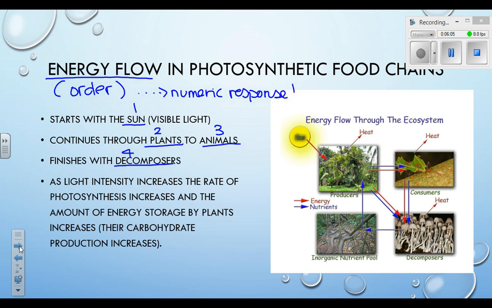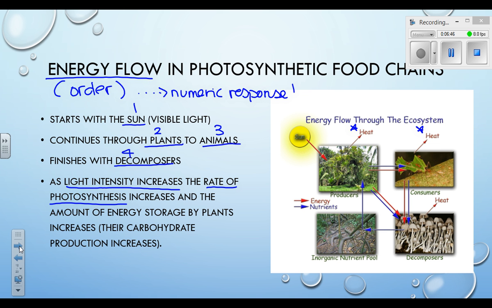Now, the other thing that's important to remember, and this goes back to the first unit, is that if light intensity increases, so does the rate of photosynthesis. So more light means more photosynthesis. More photosynthesis means more energy stored by plants. In other words, more carbohydrate production. And then there's a beautiful little picture on the side to show you the sun going to a producer. In every step, it's illustrating heat being produced as a byproduct to really reinforce the second law of thermodynamics.